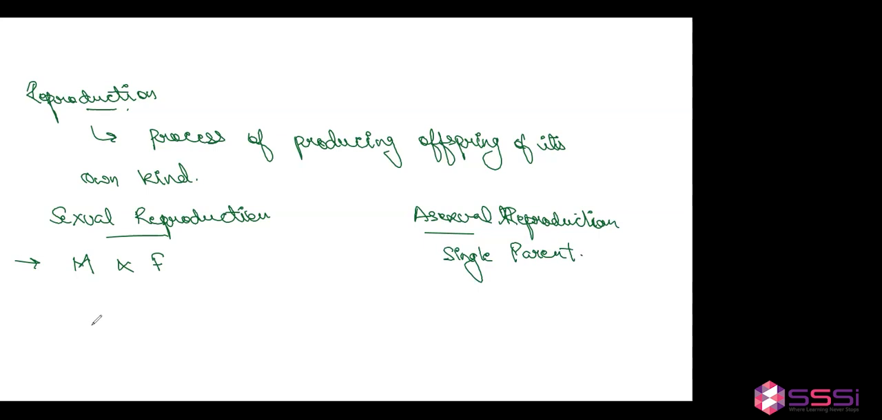So here the offspring is genetically different from the parents. And here the offspring are similar to the parent plant. The example of sexual reproduction is flowering plants. The flower is the main reproducing organ. From the flower, a fruit is formed. So all the flowering plants are examples of sexual reproduction.